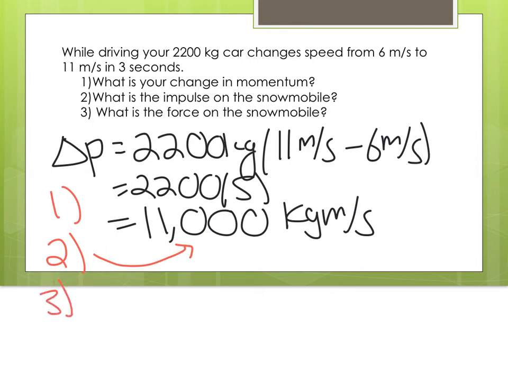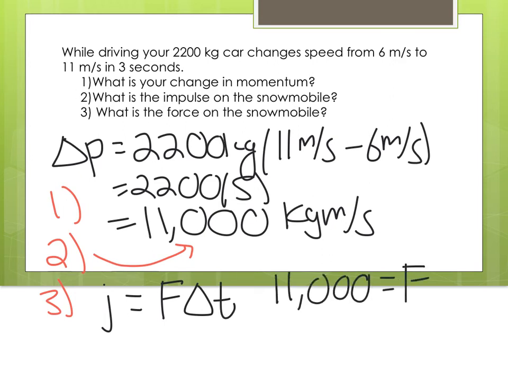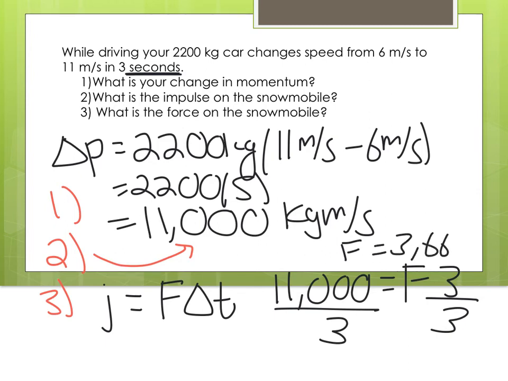And last, what is the force on the snowball? Let's use our equation. J, which is our impulse, equals force times time. Let's plug in our numbers. So we have 11,000, our change in momentum, equals force times our time, which was 3. Let's divide that out. We're going to get a total force of 3,666.7 newtons.